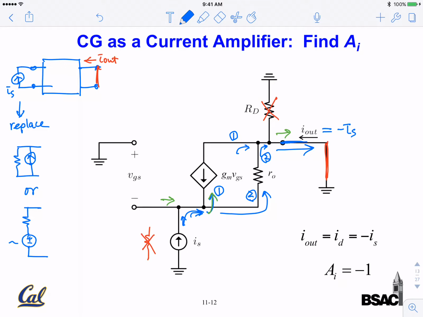So current gain: A_I is equal to I out divided by IS. They are the same, other than the direction is opposite due to our definition of I out direction. So it's -1. It's a unity gain, current gain device.